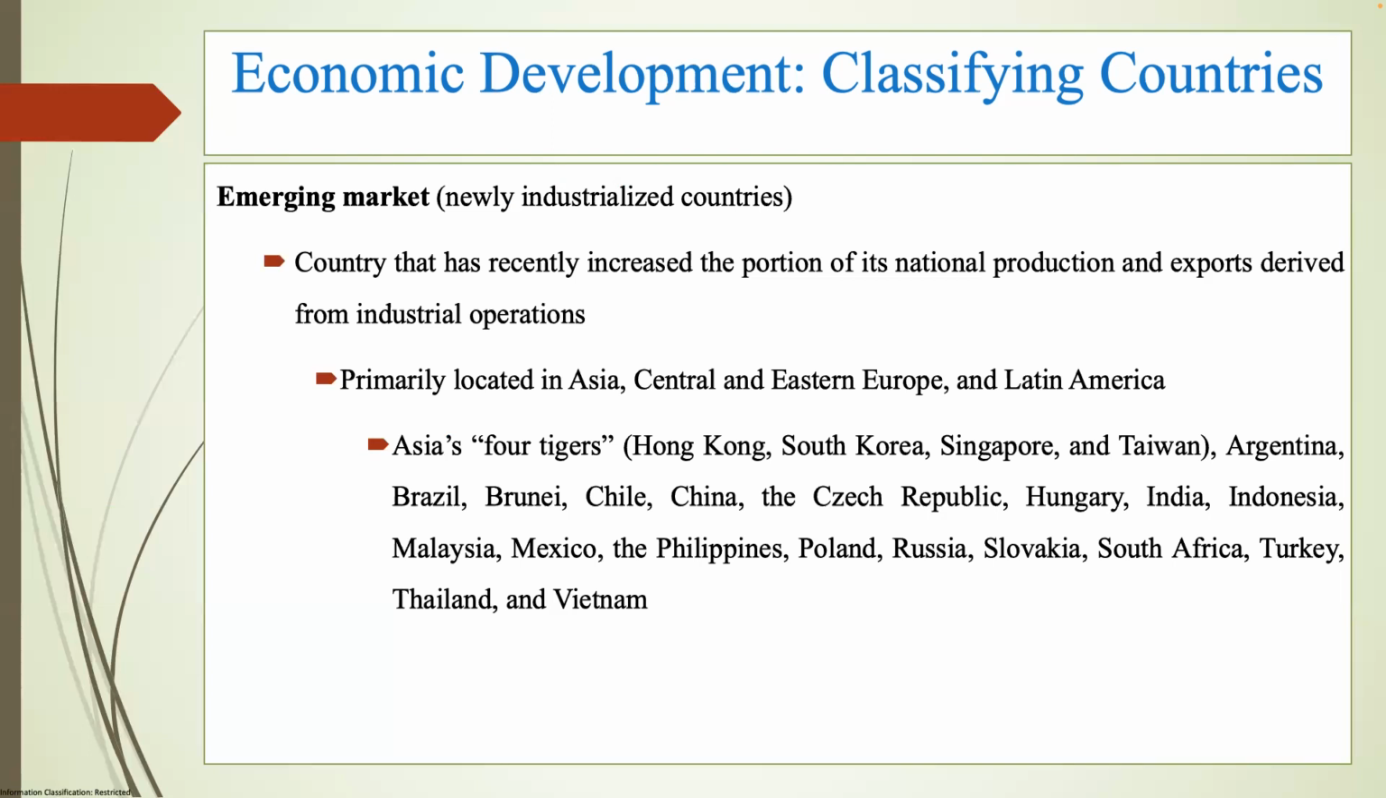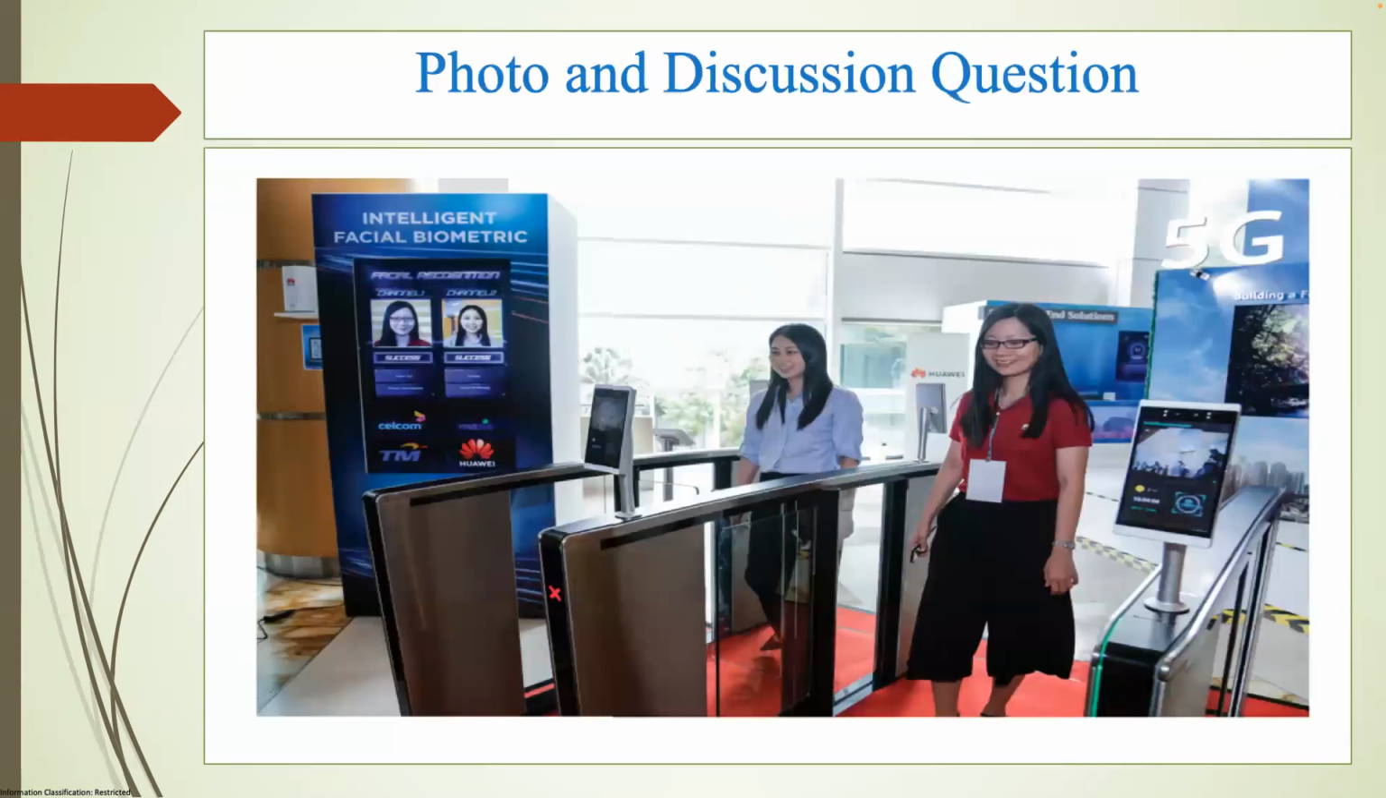So countries in this category are primarily located in Asia, Central Eastern Europe, and Latin America. Asia's four tigers: Hong Kong, South Korea, Singapore, and Taiwan. Argentina, Brazil, Brunei, Chile, China, Czech Republic, Hungary, India, Indonesia, Malaysia, Mexico, Philippines, Poland, Russia, Slovakia, South Africa, Turkey, Thailand, and Vietnam. So these are emerging markets, newly industrialized countries.